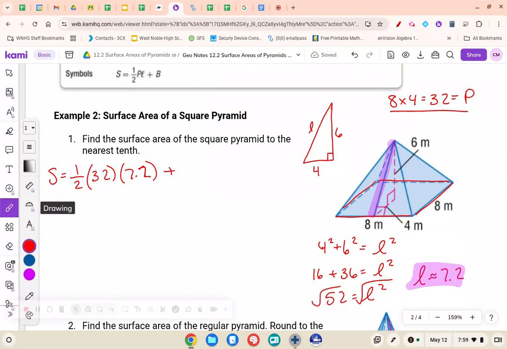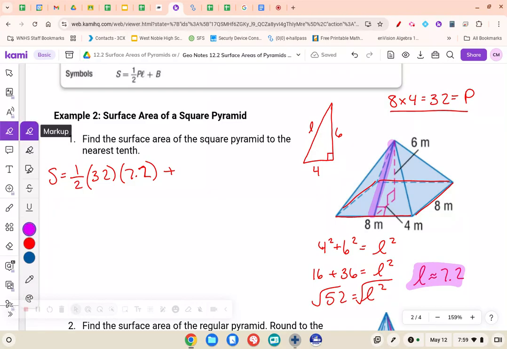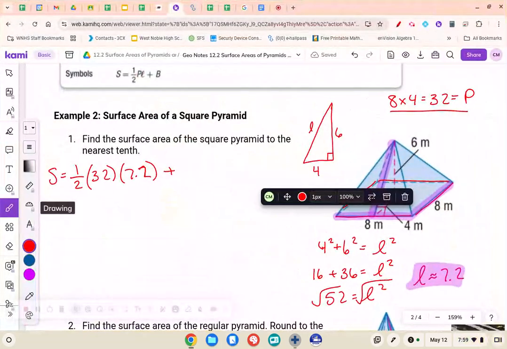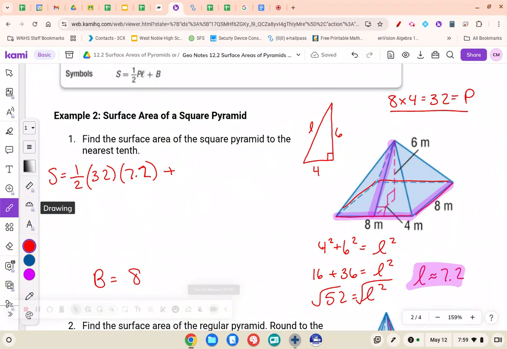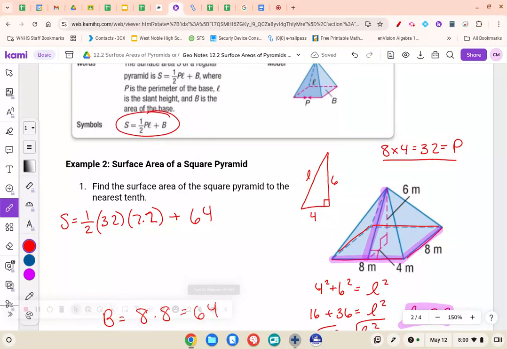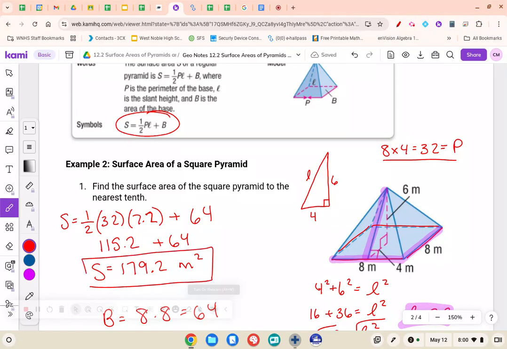And then we have to add the area of the base. Remember, for a square or rectangle, it is just base times height, or length times width, whatever you want to say. So the big B, the area of our base, is just 8 times 8, or 64. So we plug that in here. Guys, all I'm using is this formula. I do the multiplication on the left side of the equation, and then I add to that the 64, and I get my final total surface area. So this does include the area of the base this time.